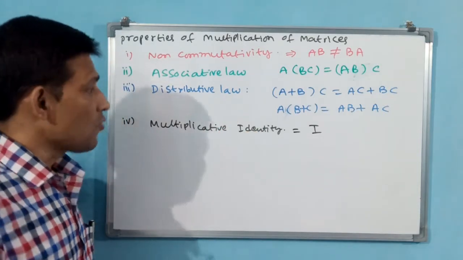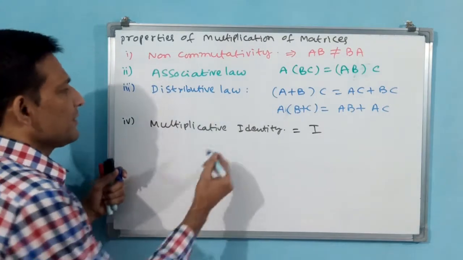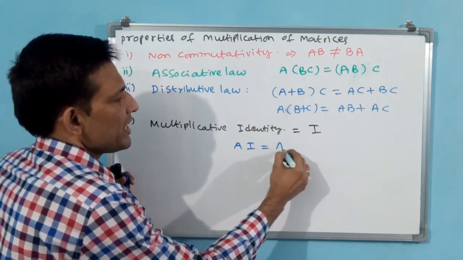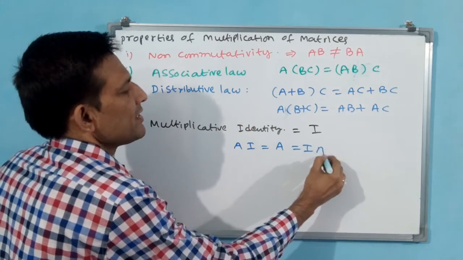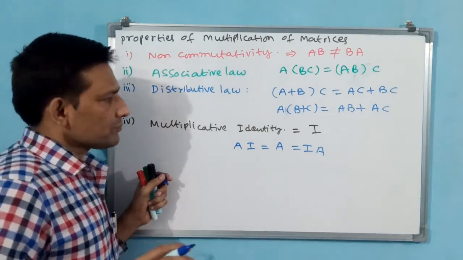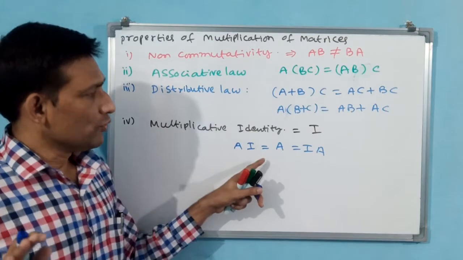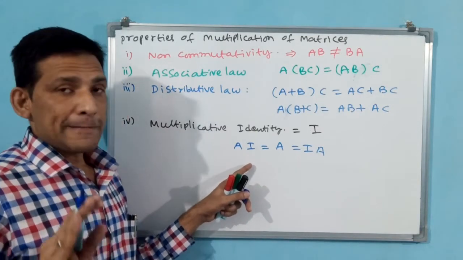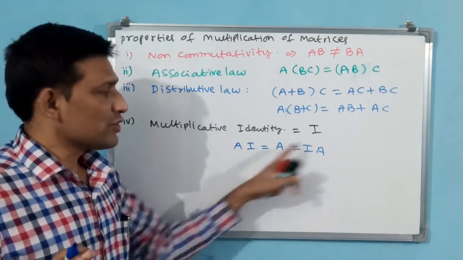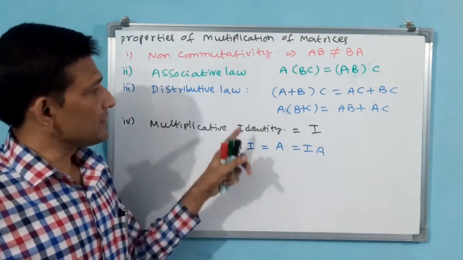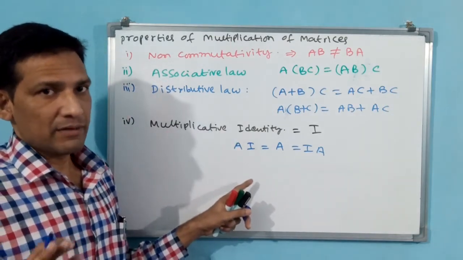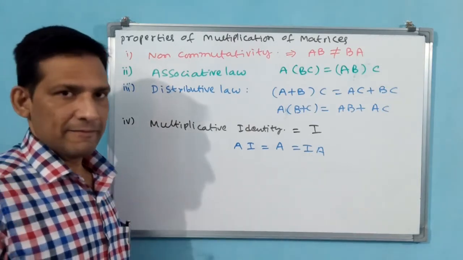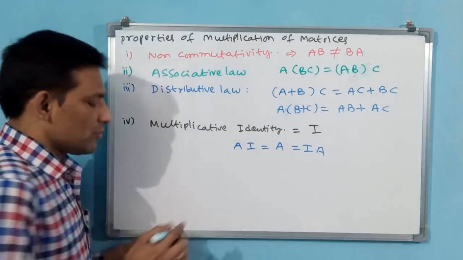How to write this property? AI is equal to A, that is equal to IA. First of all, you should know that multiplication is not commutative, but in some cases we can omit that. Here we will show this AI and IA. But AI is equal to A.